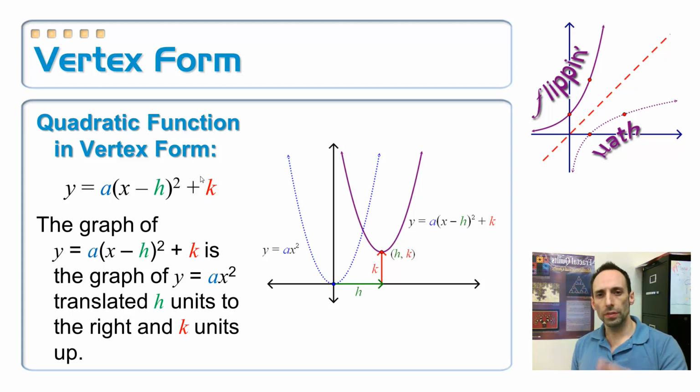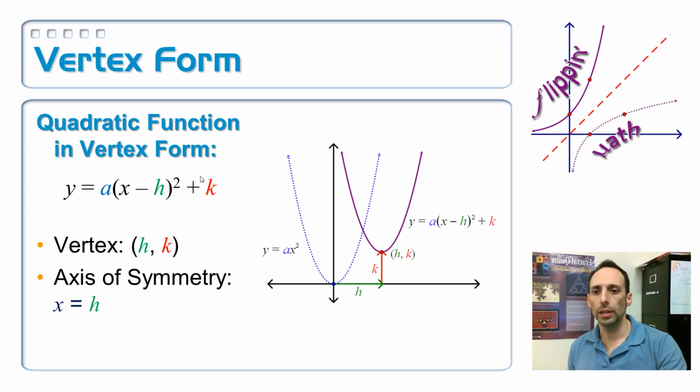Specifically, what is the h and the k? Hint, it's called the vertex form. The h and the k are the coordinates of the vertex. Now, what about the axis of symmetry? Well, since the axis of symmetry passes through the vertex, it's going to have the same x coordinate. So that's just x equals h, just like you see in that picture.